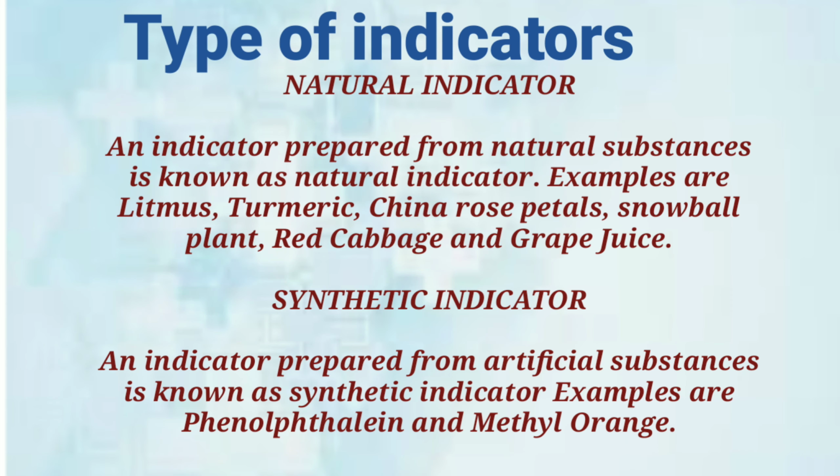Now come to different types of indicators. Indicators are of two types. Number one is natural indicator and number two is synthetic indicator. Litmus, turmeric powder, China rose petals, snowball plant, red cabbage, grape juice, these are all natural indicators because they are obtained from natural resources, whereas methyl orange and phenolphthalein are synthetic indicators. You can say they are prepared by man, so they are artificial indicators.